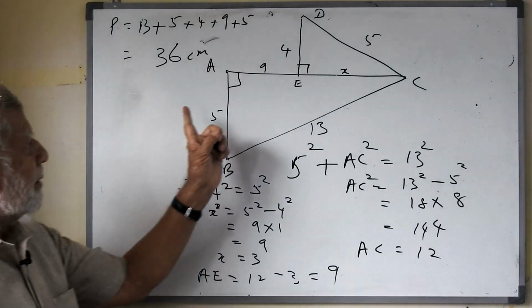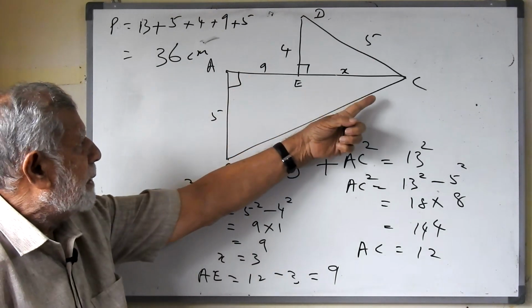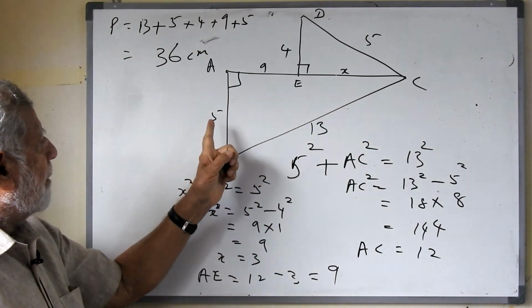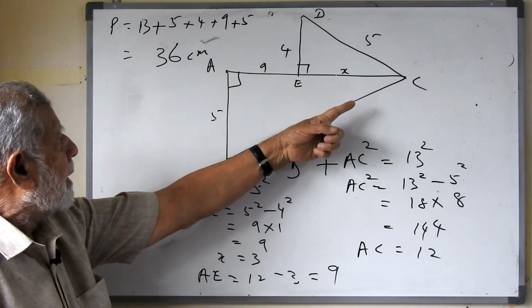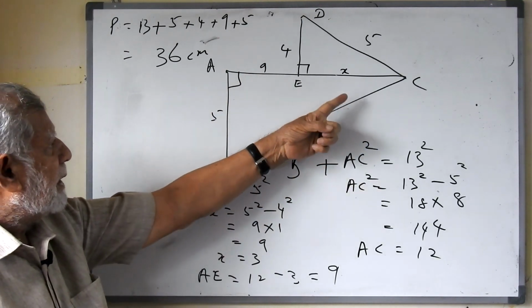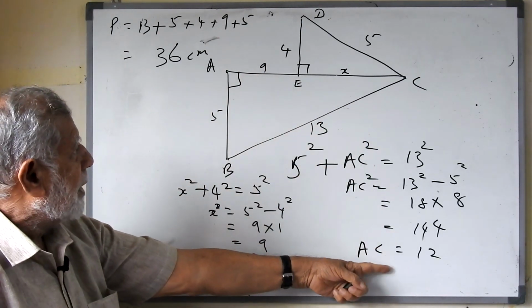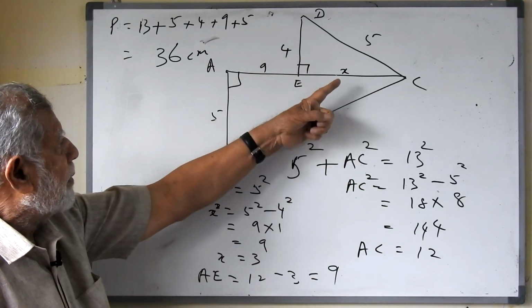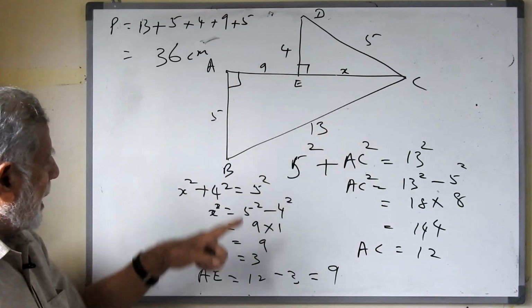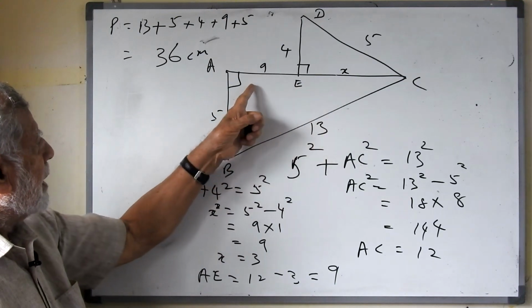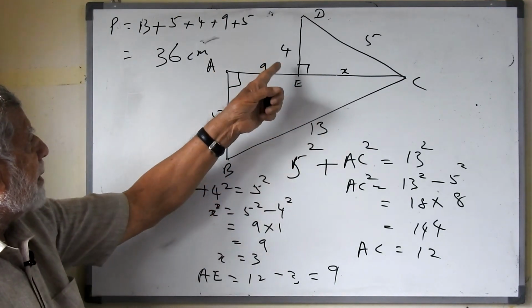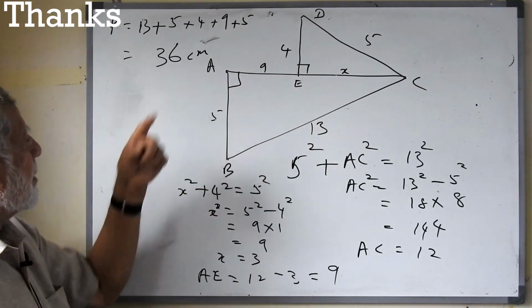Now quickly we'll go through. We didn't know this length, so from this triangle 5 squared plus AC squared is equal to 13 squared, we find out AC. Whole length of AC is 12. Then from this triangle we found out x. X came to 3. So 12 minus 3 is 9. So perimeter is equal to 13 plus 5 plus 4 plus 9 plus 5, that is equal to 36.